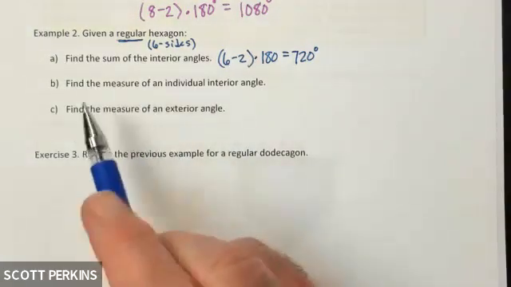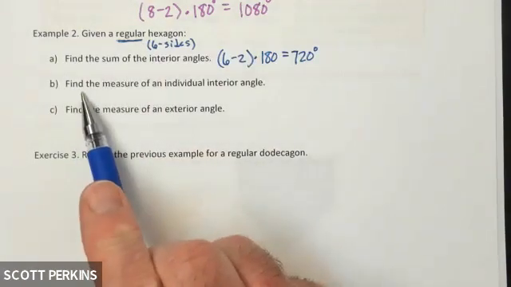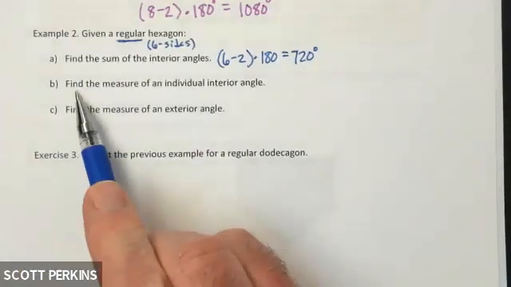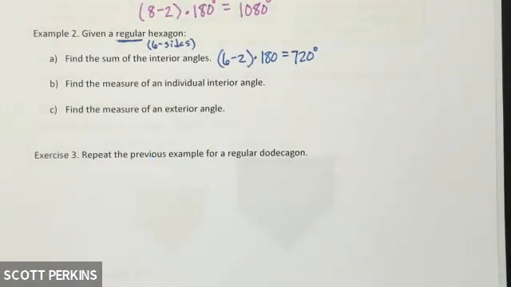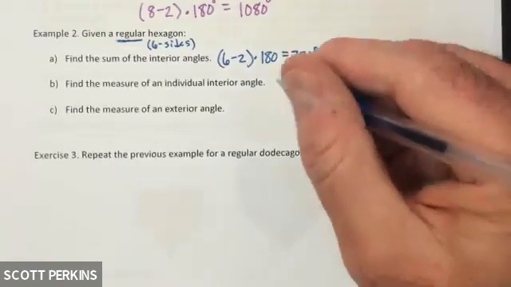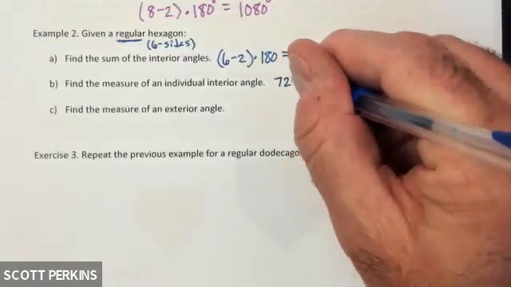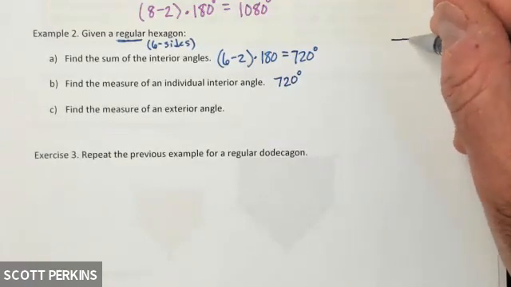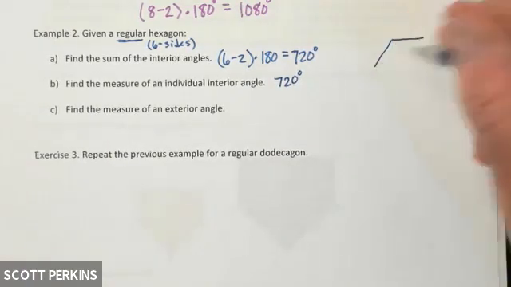Now, because it's regular, I can do the B part. If I was not told it's regular, I could not do this part. Find the measure of an individual angle. Okay, we can do that. So I'm going to take that 720 degrees. And if I have a hexagon, let's see if I can draw something even approaching looking like a regular hexagon.